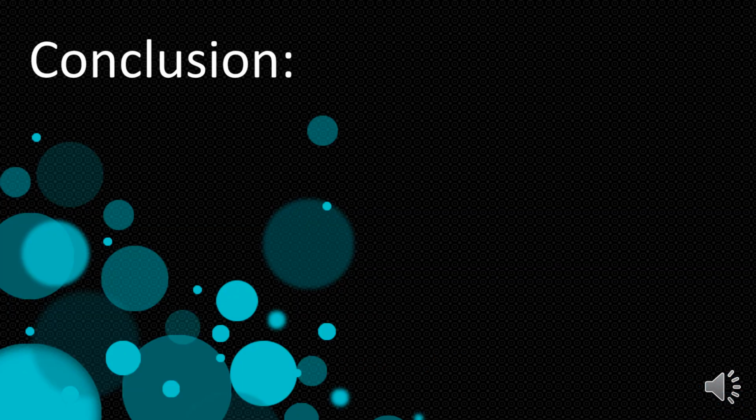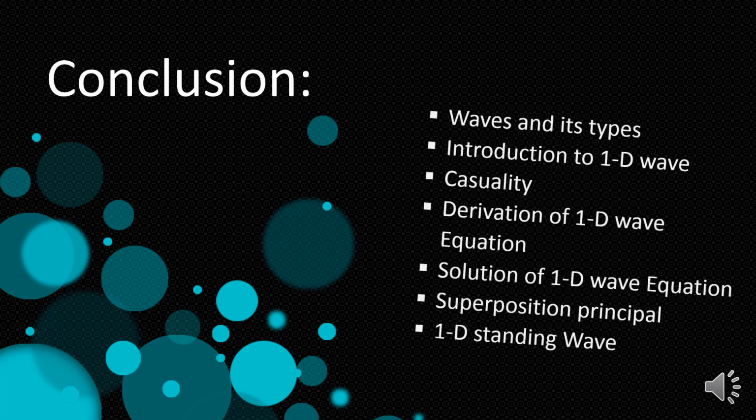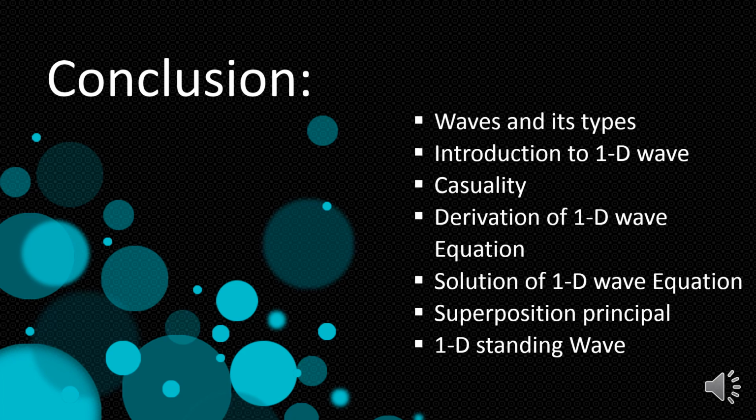So coming to the conclusion, what we have studied so far. First of all, we have studied waves and their types. There are three main types of waves. Then we had a brief introduction to the one-dimensional wave, and we discussed its characteristics. Then we studied the causality of waves. Causality of waves shows that wave propagation is not arbitrary. It is a causal function.